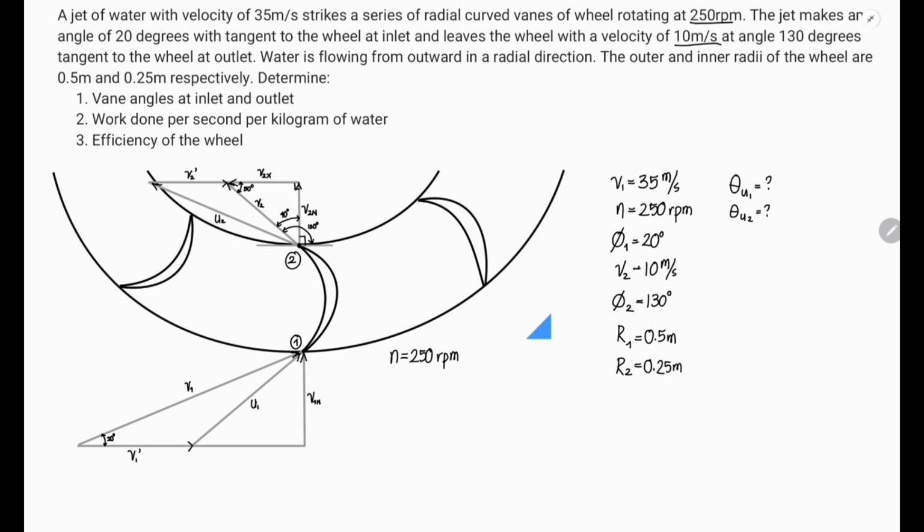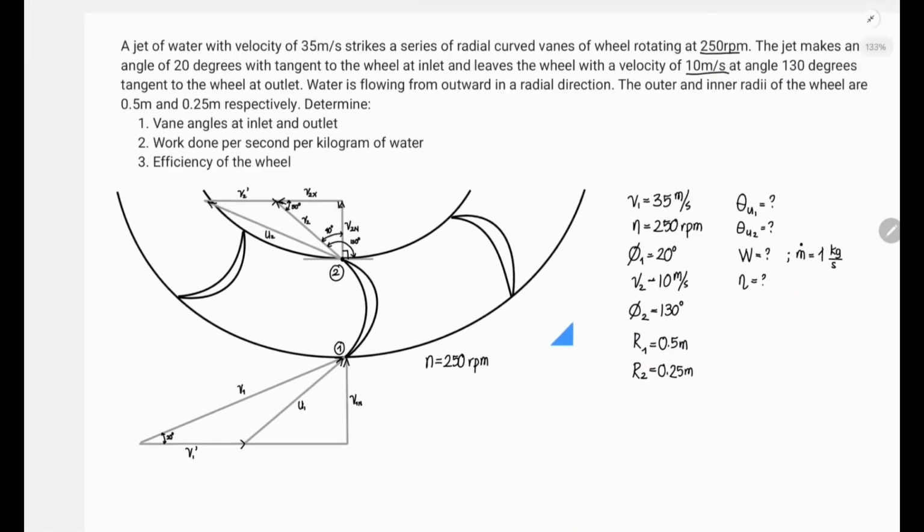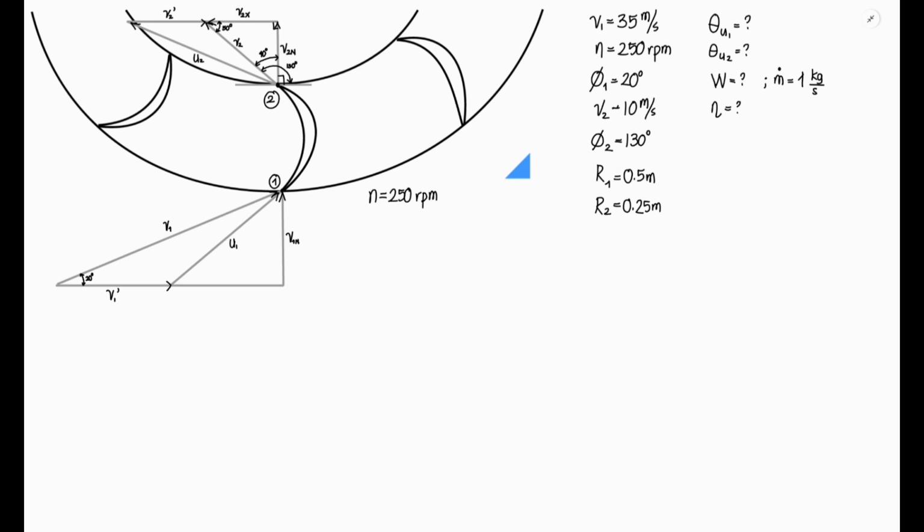Work done per second per kilogram of water. So, dito, take note na binigyan tayo ng kilogram of water. So, let's treat that as mass flow rate, which is per kilogram of water. So, assuming 1 kilogram of water per second. And then, third is the efficiency of the wheel. Efficiency is unknown. So, now, let us actually try to solve this problem by starting at point 1.